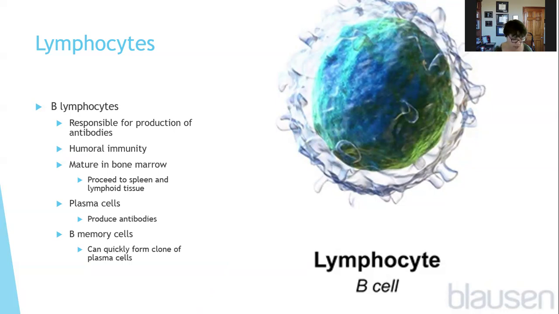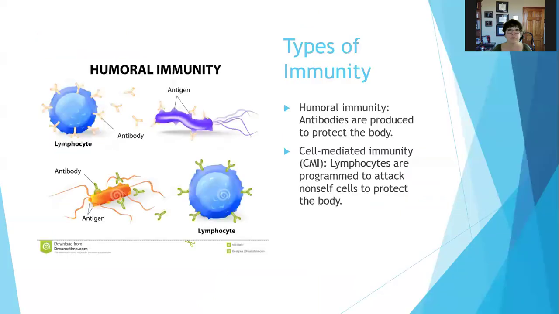B memory cells provide for repeated production of antibodies, and they form that part of the humoral response. They're like our little filing system of antigens. It's like, I was exposed to this before, and here's the antibody for it. And I'm going to split off a plasma cell, and it's going to just produce antibodies. So that's pretty handy.